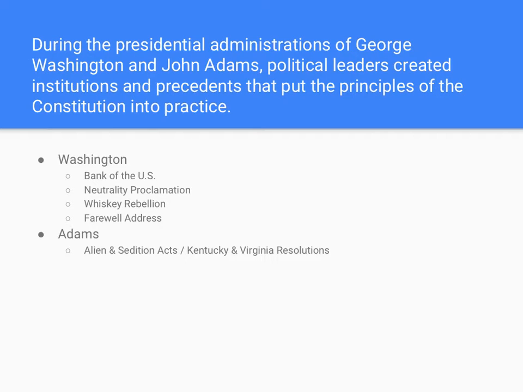Adams believed that it was necessary to limit liberties in order to provide order and stability in our foreign policy and protect the national security of the United States. Of course, the Democratic Republicans aren't going to believe that interpretation of the Constitution, and they're going to respond with the Kentucky and Virginia resolutions, and we'll talk about that on the next slide.